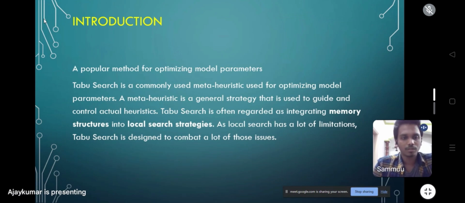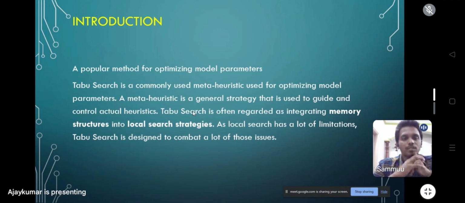A meta heuristic is a general strategy that is used to guide and control actual heuristics. There's a difference between non-heuristic problems and heuristic problems, where non-heuristic means we have to explore every possible solution in case of artificial intelligence, computer science or optimization techniques. Heuristic is a value that is used to explore only a limited amount of search, which is its algorithm.